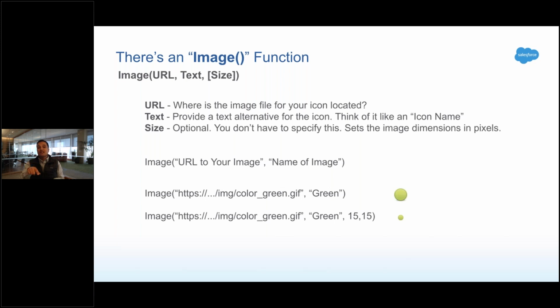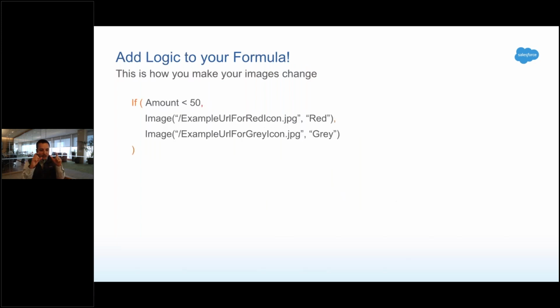You can also even specify the exact size. So if you've got a big image and you want to make it smaller, you can specify the size if you want or not. But if you just put in a single image in the formula, the green image, it's always green because the formula is always green. So instead, think about putting in some logic here, like if the dollar amount is less than 50, show the red image. If it's greater than 50, show the gray image. But really, it's just the logic of your formula.